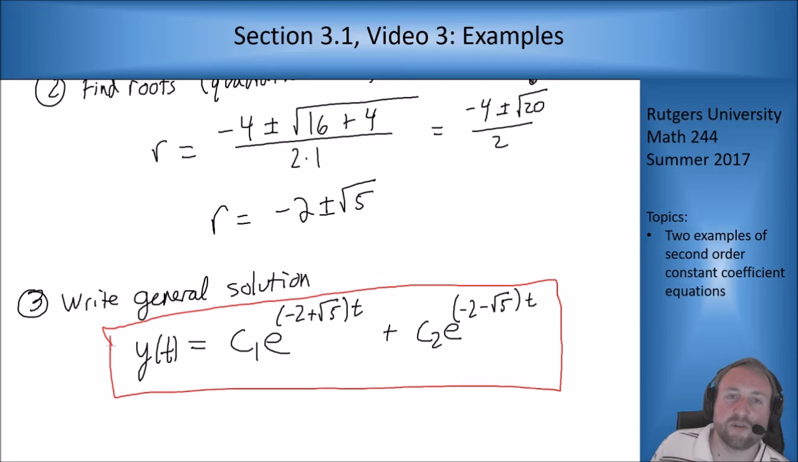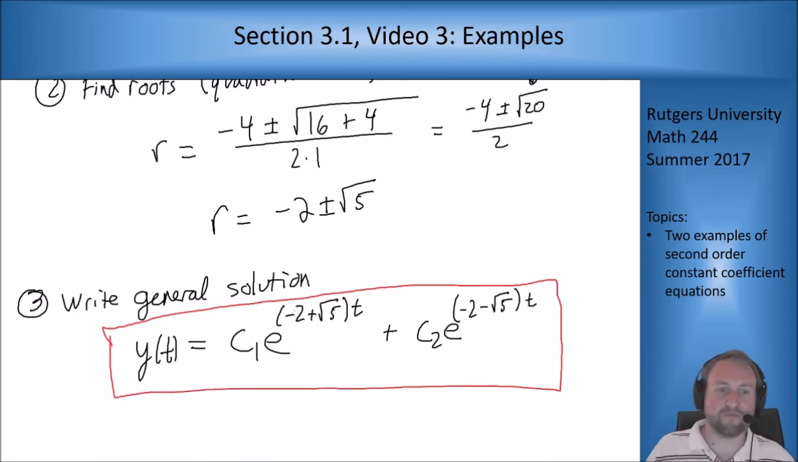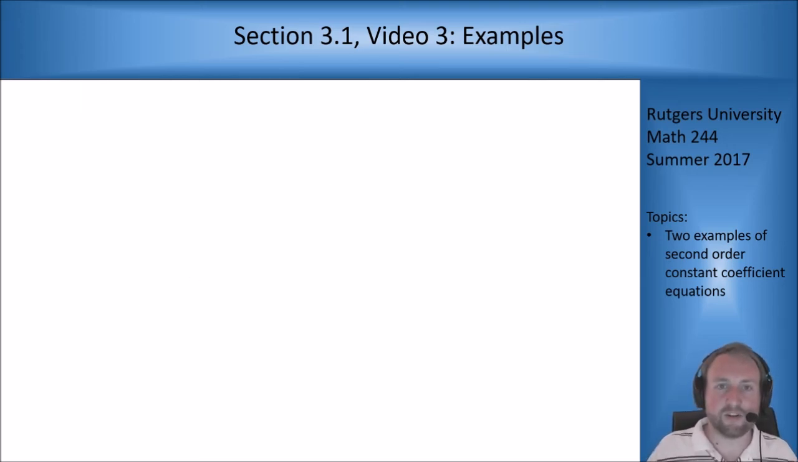That is how you find the general solution for an equation like this. You do your 3 steps. You find the characteristic equation, which just involves replacing derivatives by powers of r, more or less. You find the roots by the quadratic formula or by factoring, and you write your general solution out just like that. All right, we good? That's example 1.